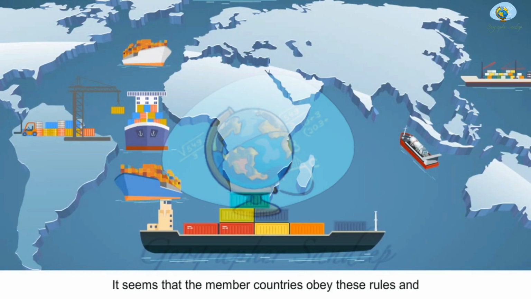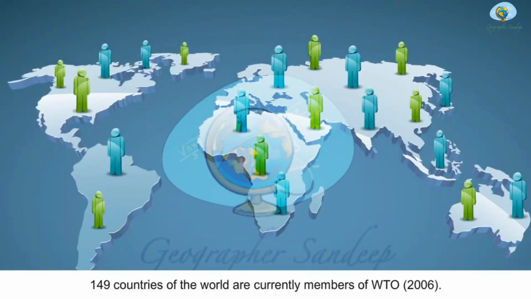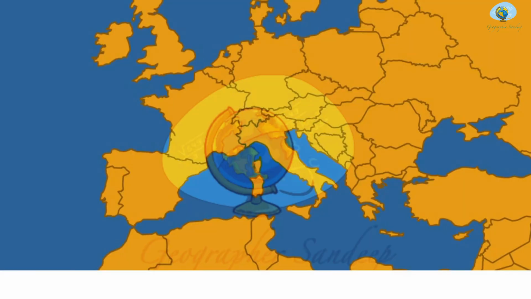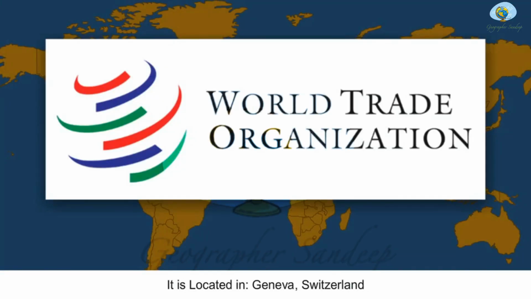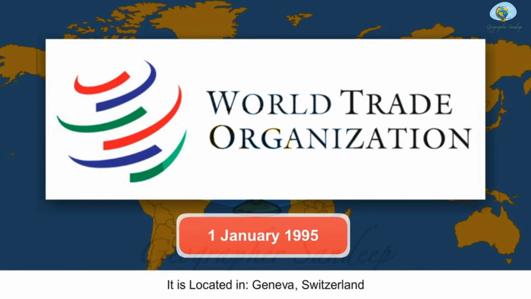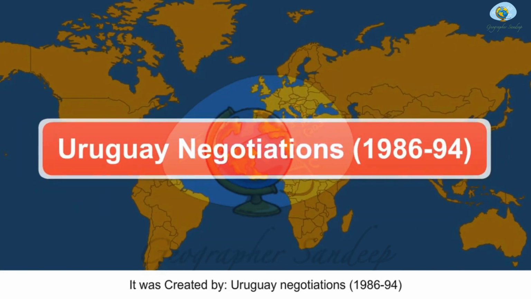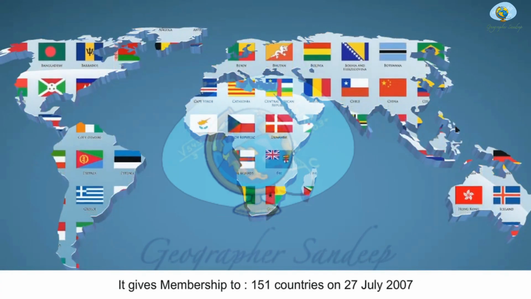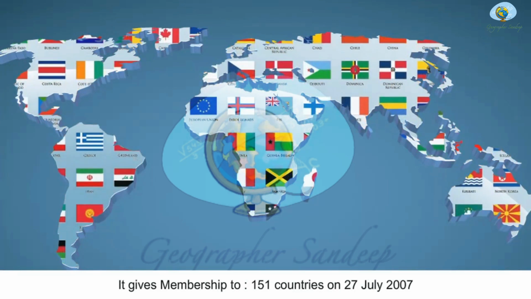It seems that the member countries obey these rules, and 165 countries of the world are currently members of WTO as of 2016. It is located in Geneva, Switzerland. It was established in January 1995. It was created by the Uruguay Negotiations, 1986 to 94. It had a membership of 151 countries on 27 July 2007.